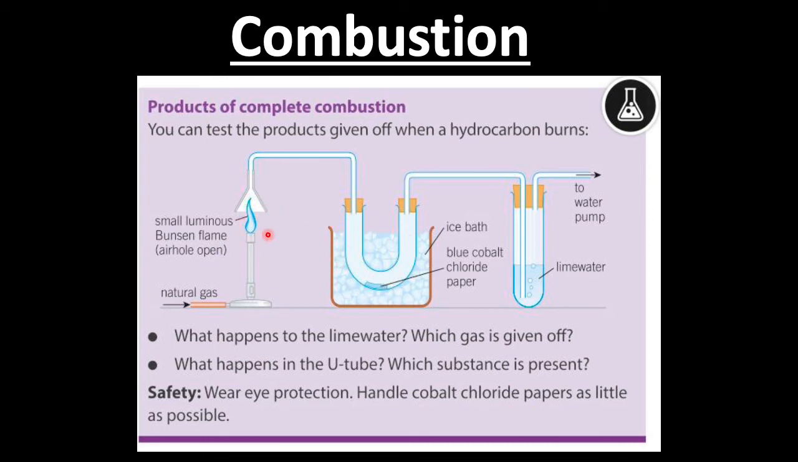So there's two products of combustion here. The first is carbon dioxide. You know it's carbon dioxide because the lime water goes cloudy. The other product of combustion must be water because you see condensation on the inside of this U-tube together with the blue cobalt chloride paper going pink.